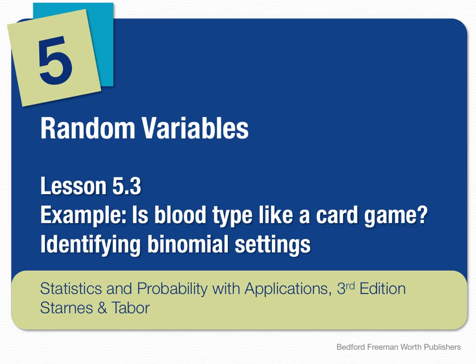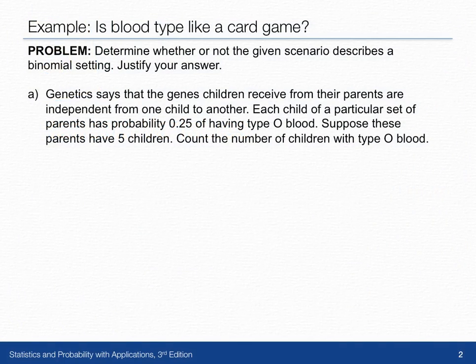In the Lesson 5.3 example, "Is blood type like a card game?" we'll review the concept of identifying binomial settings. Let's determine whether or not the given scenarios describe binomial settings, and justify our answers.